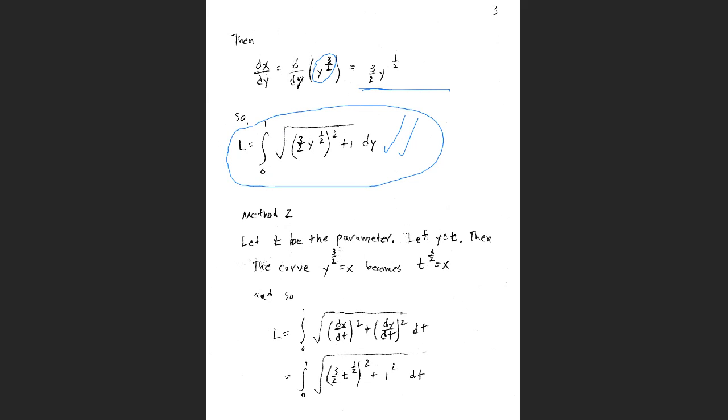The second method is to say, well, I like t as my parameter. So I'm going to adapt my curve to that. I can let y equals t, and if I did, then y to the 3/2 power equals x would become t to the 3/2 power equals x, right? And so then you would use the normal arc length formula, formula 1 from section 6.4, and you would get this as your arc length.